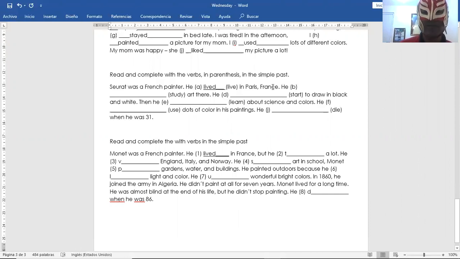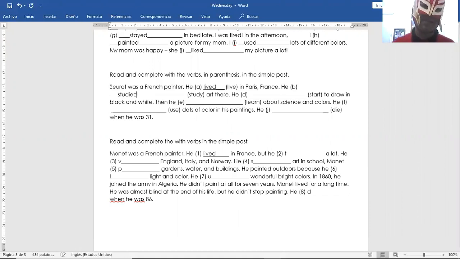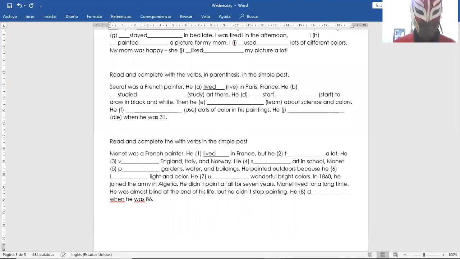He lived in Paris, France. He, and the verb study in simple past is studied because it's a regular verb. He studied art there. Next, he start in simple past, started. He started to draw in black and white. Empezó, él empezó. He started to draw, a dibujar in black and white.